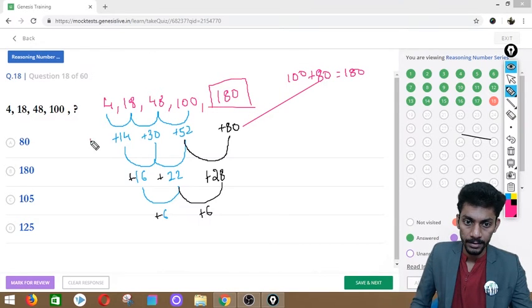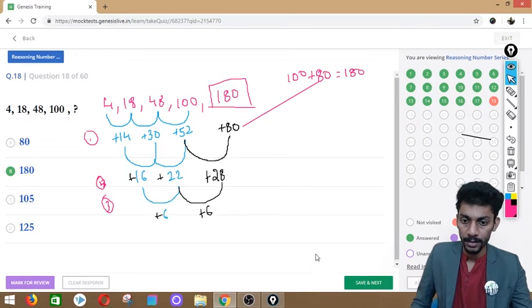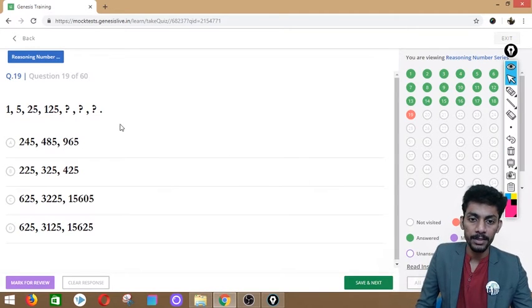So first difference, second difference, third common differences. Okay, so the answer is 180. That is option B. Okay. Save and go for the next one. Next question. Question number 19.